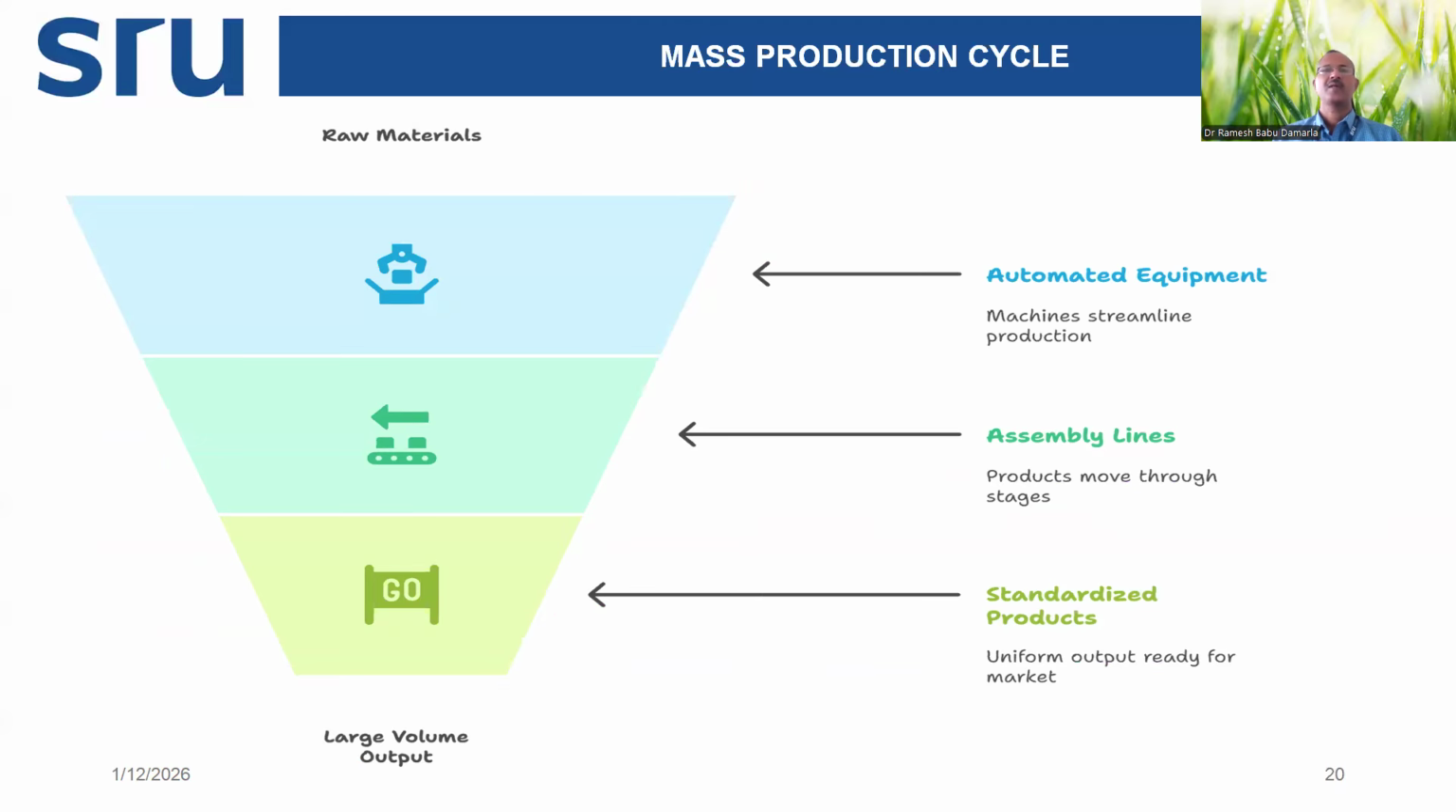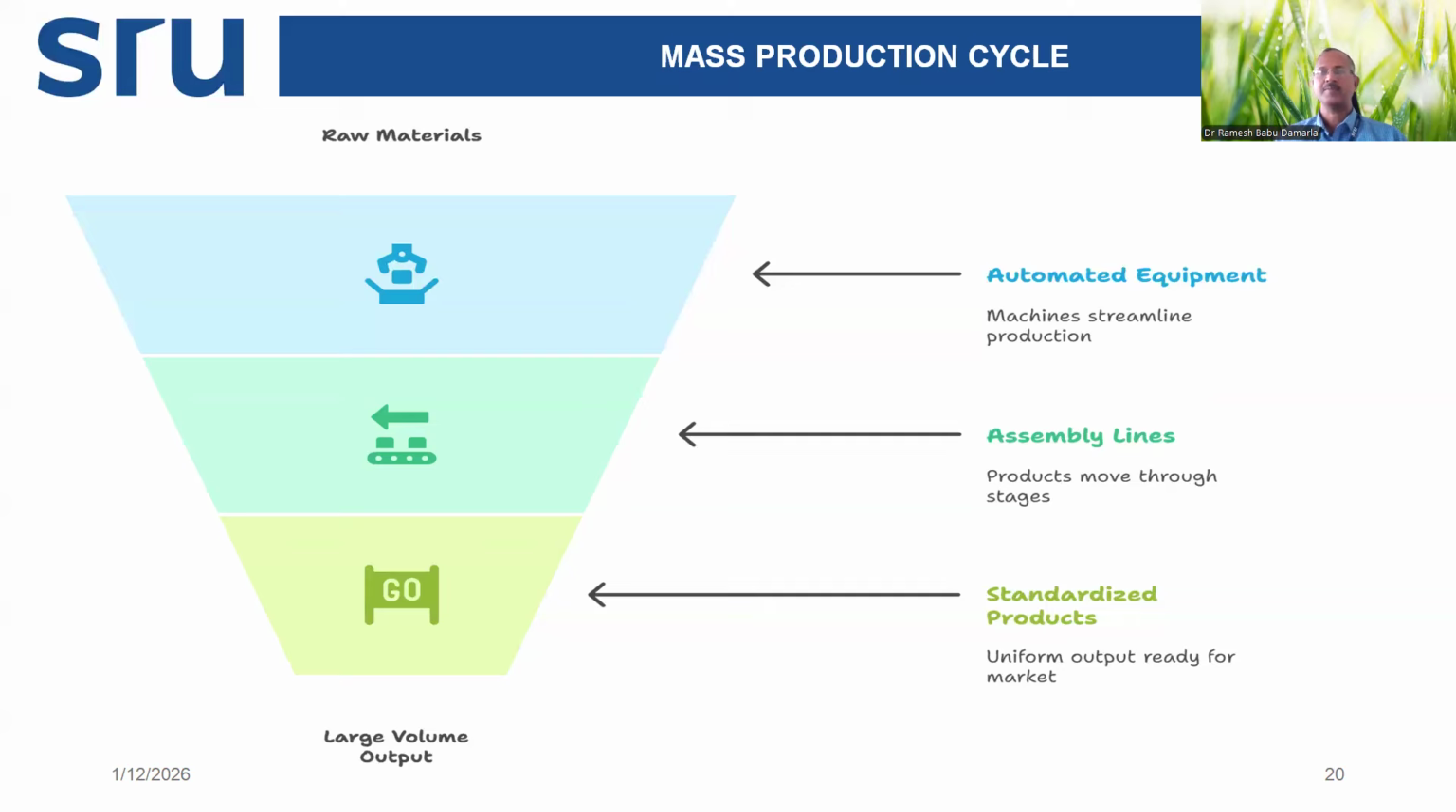Let us see the mass production cycle. In this, raw materials are converted to a large quantity of output using automated equipment, assembly lines, and for standardized product. So automated equipment machines streamline the production. You set up 10 specialized equipment in a line. The raw material enters the first machine, it undergoes the specific process, goes to the second machine, undergoes the second step in the sequence. When it comes out of the 10th machine, the product is ready. So this setup of machine, material handling, will make it faster production.